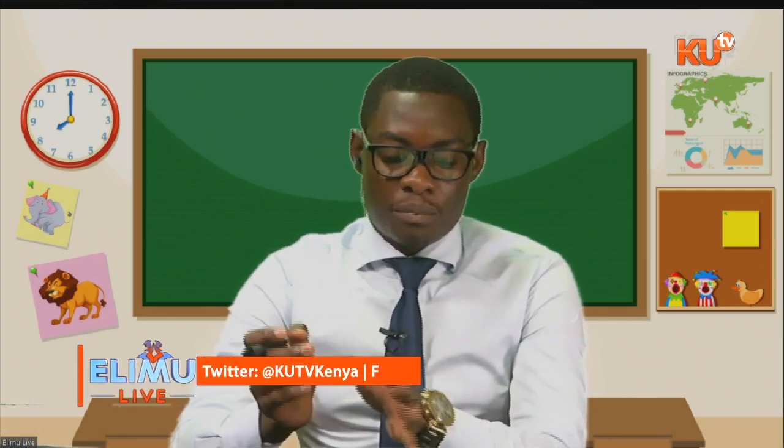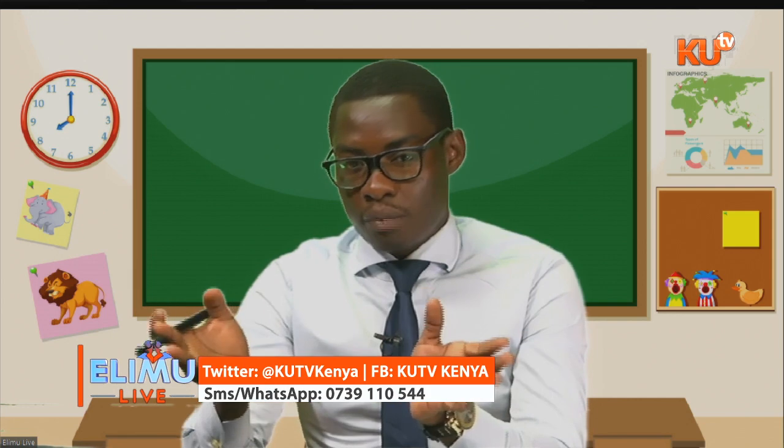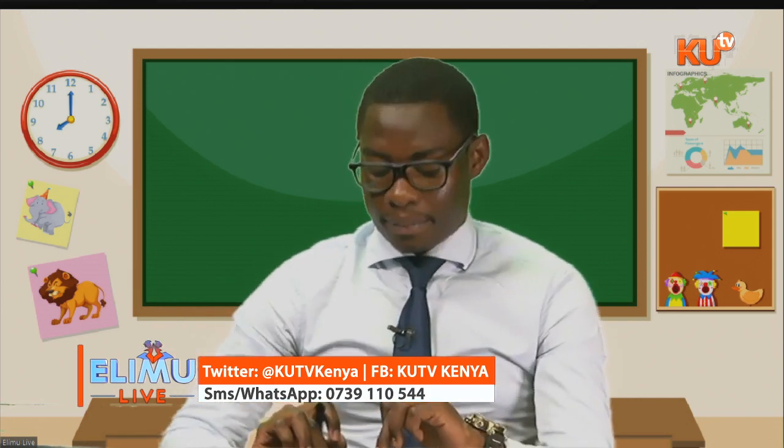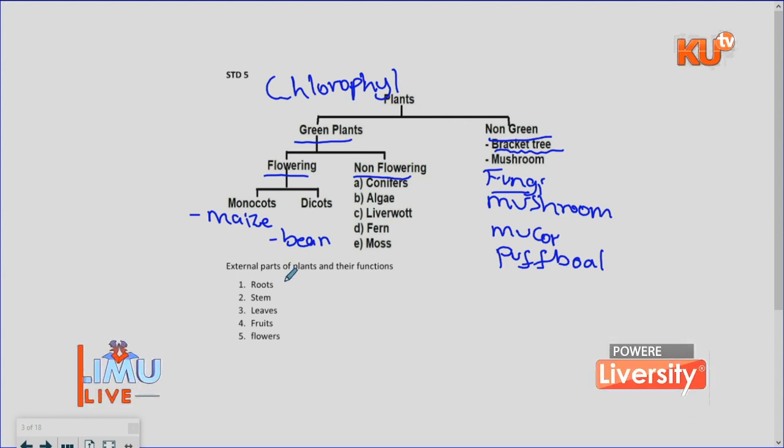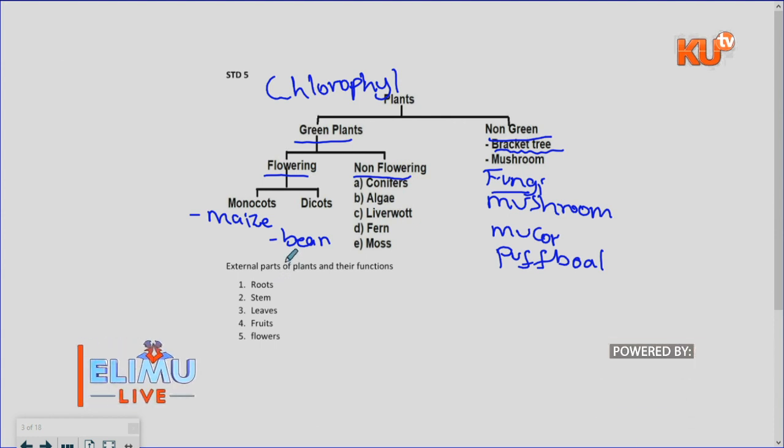That is due to the presence of that yeast. So it's able to make that food to appear that big. So those are examples of non-green plants that we have. And we also look at something else at this level, which are external parts of a plant. Examples of external parts of a plant are the roots, the stems, the leaves, the fruits, and the flowers.